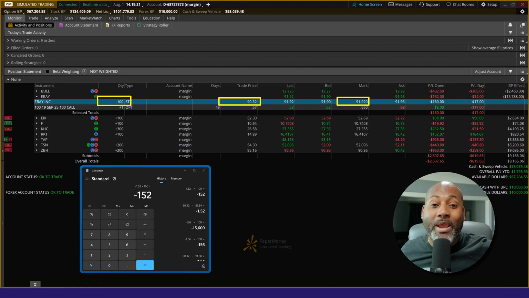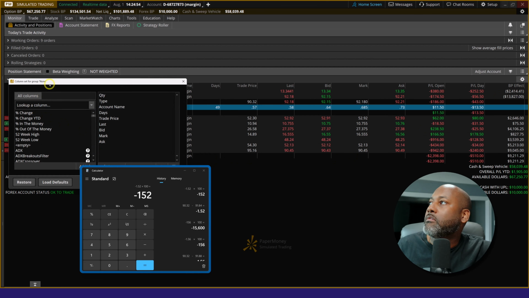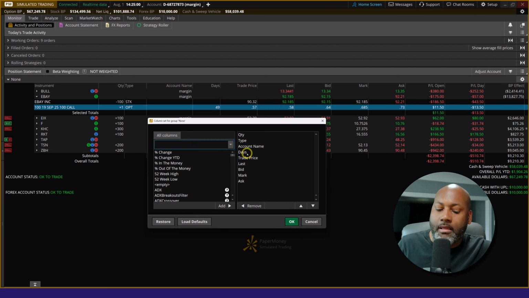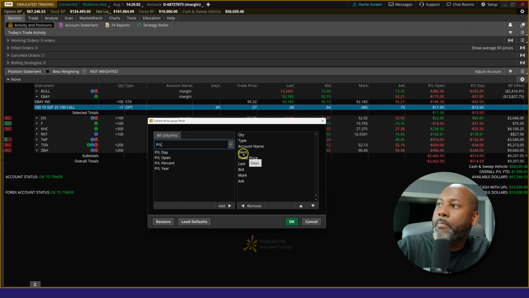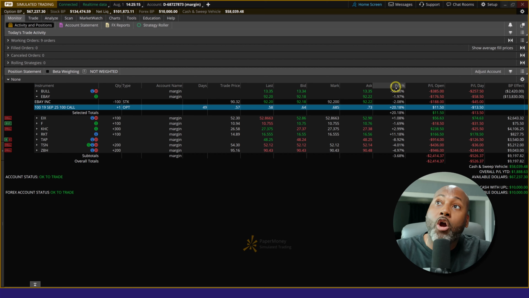Something else that might be really useful for you when you're looking at your position statement is to see the percentage of your gain or your loss on your open positions. So this is how we're going to do that. We go to settings. Let's minimize this calculator and we type in P/L and select profit and loss percent. Click add. I like to leave it right at the bottom. You can move it wherever you want and then click OK. So now we can quickly see our percentage gain or loss on these positions.